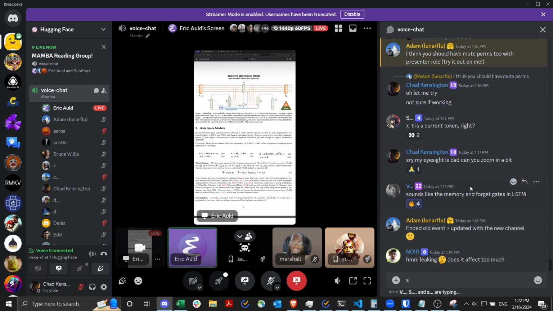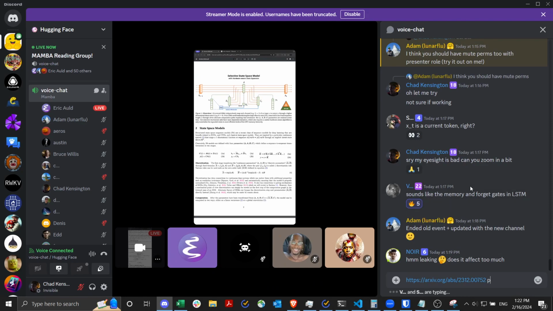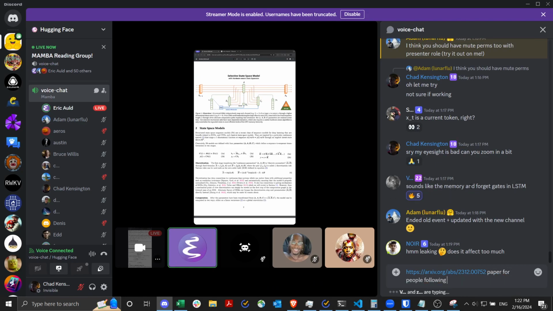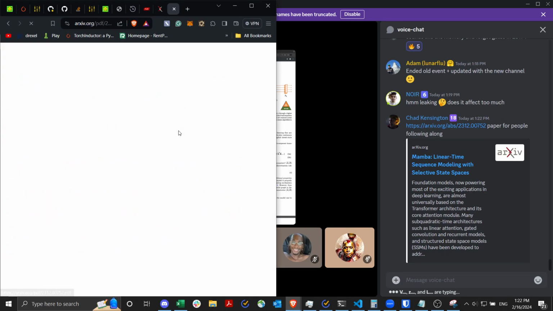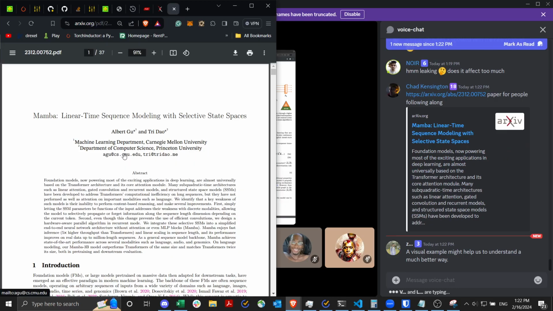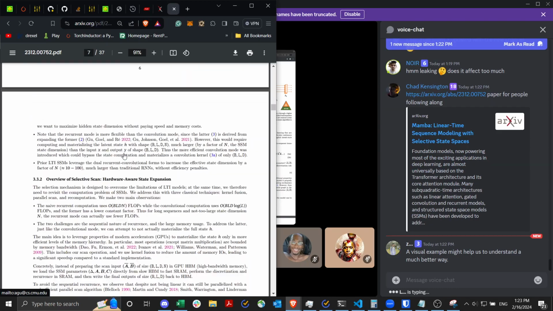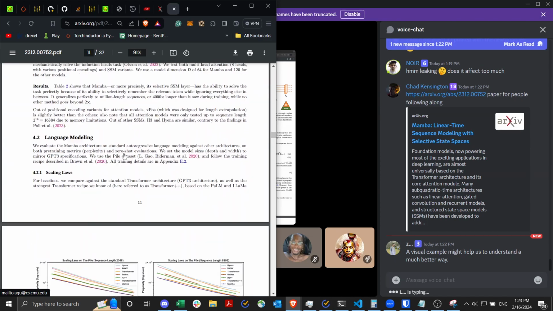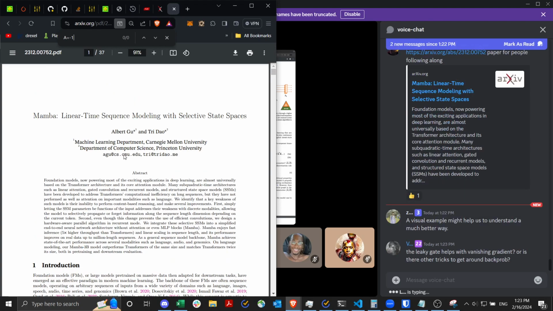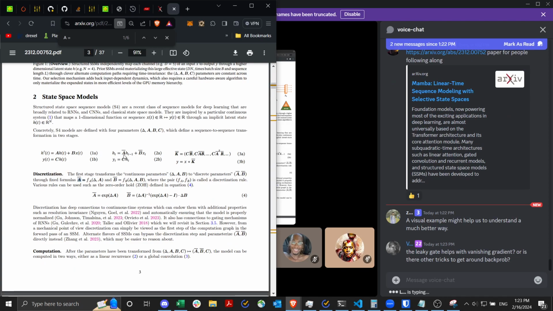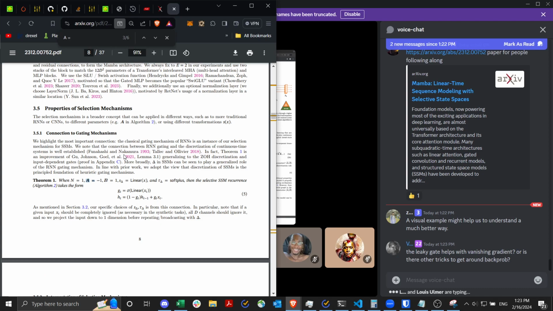Waiting for people to type. Visual example, we'll get there, yes. The leaky gate helps the vanishing gradient or the other tricks to get around backprop. Yes, okay. So these are good questions, and we're going to get there.